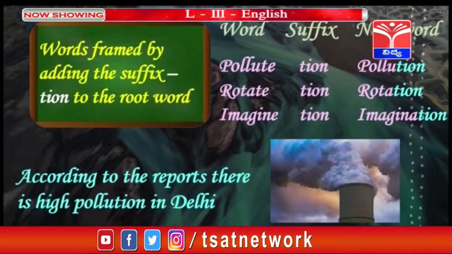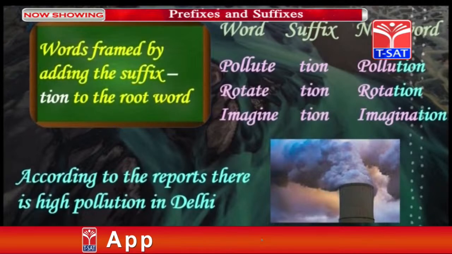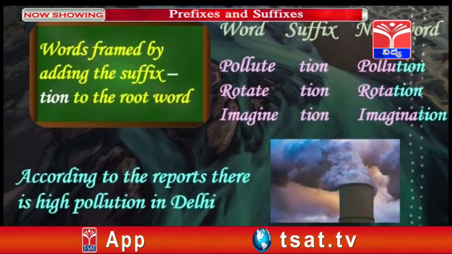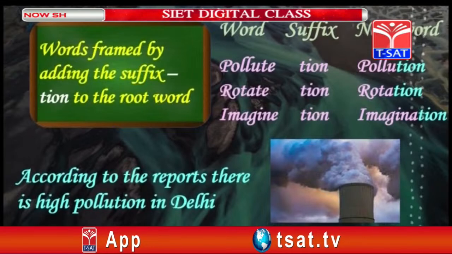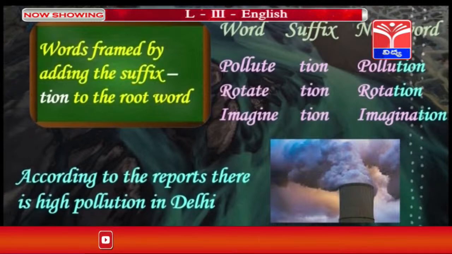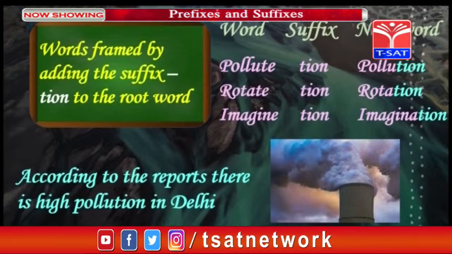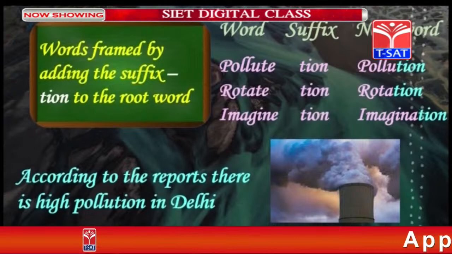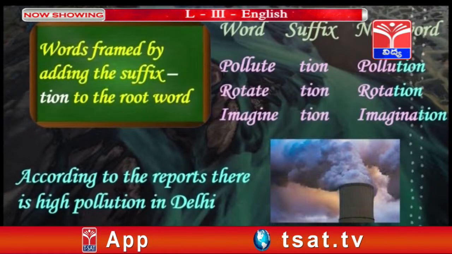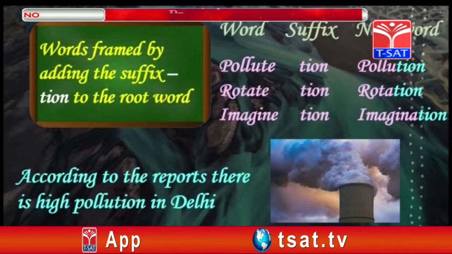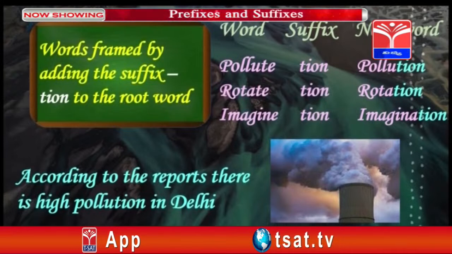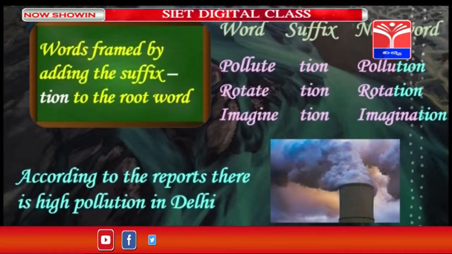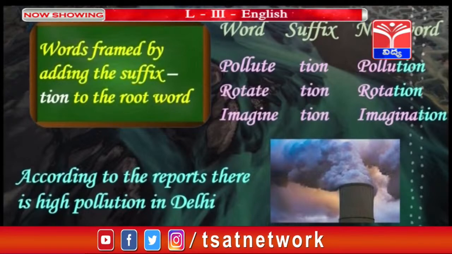Same way, imagine, imagination. Children, if you observe here carefully, the root word pollute ends with the letter E, and while adding the suffix and framing the new word, the letter E is omitted. That means removed. So here we have to keep the spellings also in mind. According to the reports, there is high pollution in Delhi.